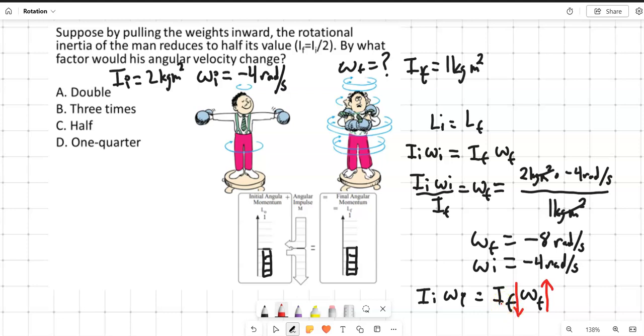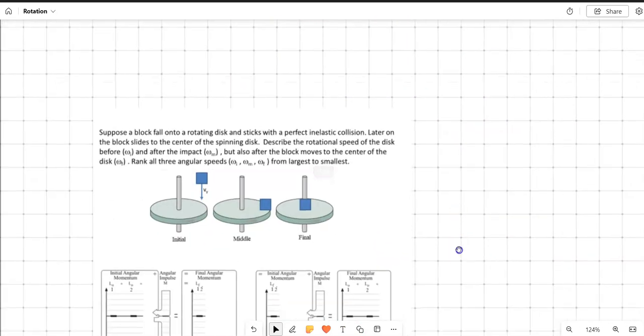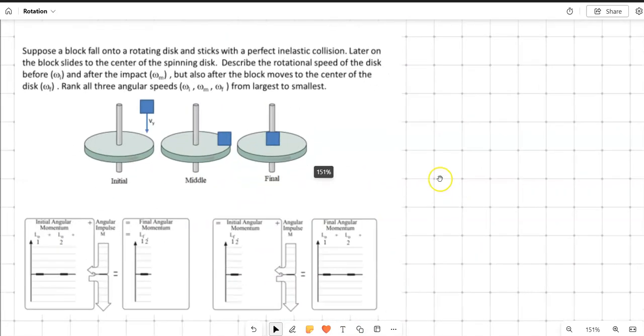So I hope that kind of helps put this into perspective. And again, I'm reminding you that we are going to be using momentum bar charts to solve these problems. Okay? Let's move on to an actual problem that is a little bit more complex.